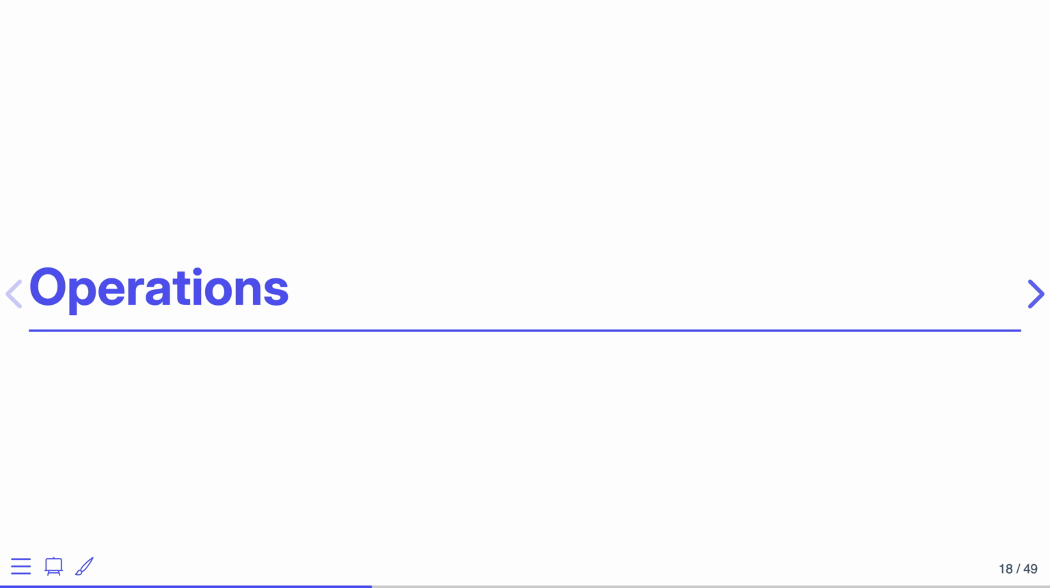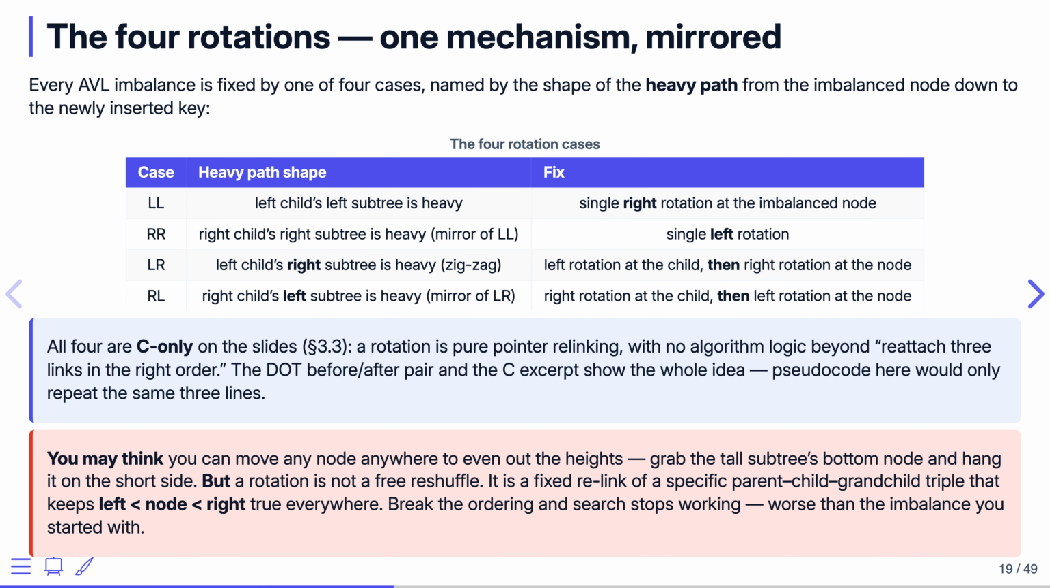Now we turn to the operations. This is where we meet the rotations that keep an AVL tree balanced. Every AVL imbalance is fixed by one of four cases. We name each case by the shape of the heavy path, which runs from the imbalanced node down to the key you just inserted. Let's read the four cases.